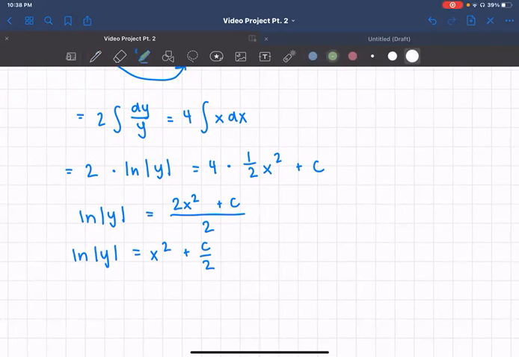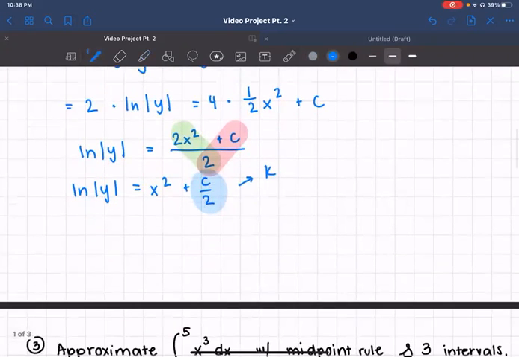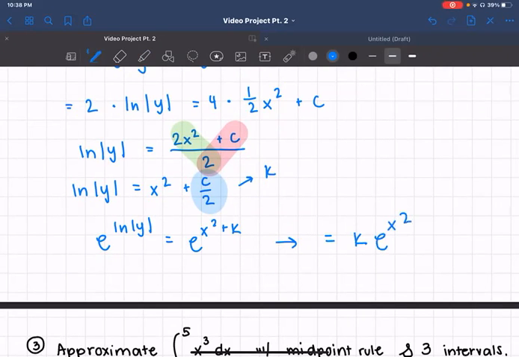And then we combined these two. This is going to be our k. So e to the ln of y is equal to e to the x squared plus k. And then the final answer will be k e to the x squared.